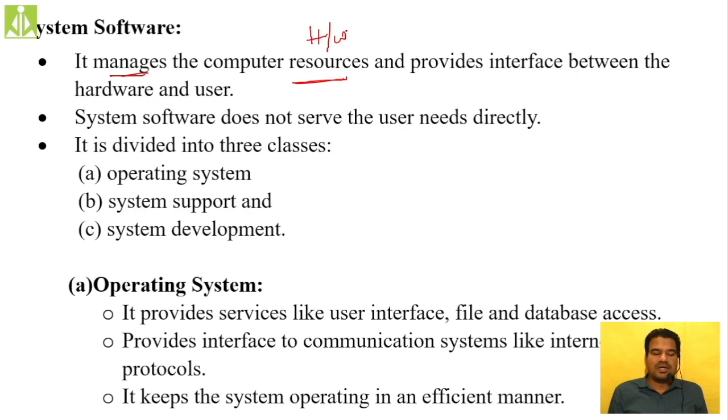Okay, so system software is divided into three: operating system, system support, and system development. So what is an operating system? We all know, when you bring a new computer to your home, without the operating system your computer will not wake up, and it will not give any kind of output. It will not fulfill any of your desires, isn't it? So ultimately, to get productivity from the computer, to make your computer functional, we need the operating system, isn't it?